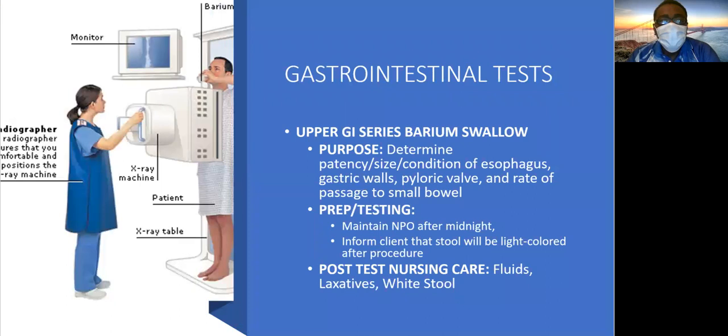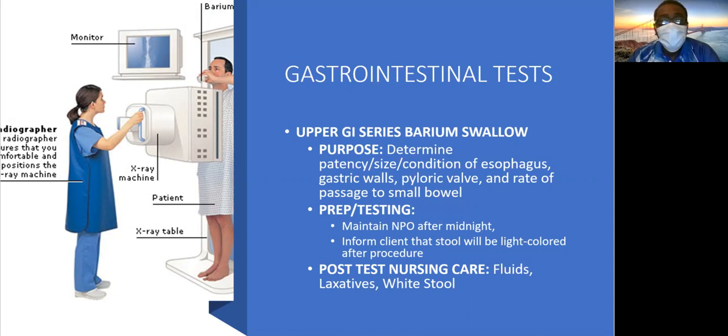We could also carry out upper GI series barium swallow. For upper GI series barium swallow, you can see the client swallowing the barium, which is what the test is. The purpose of ingesting this barium sulfate is to determine the patency and size of the esophagus, the size and condition of the gastric walls, patency of your pyloric valve, and also you're looking at the rate of passage to small bowels. So always keep this client nil per oral after midnight.